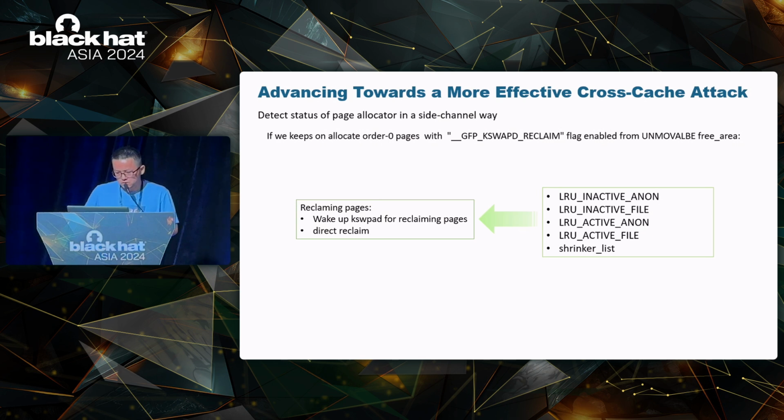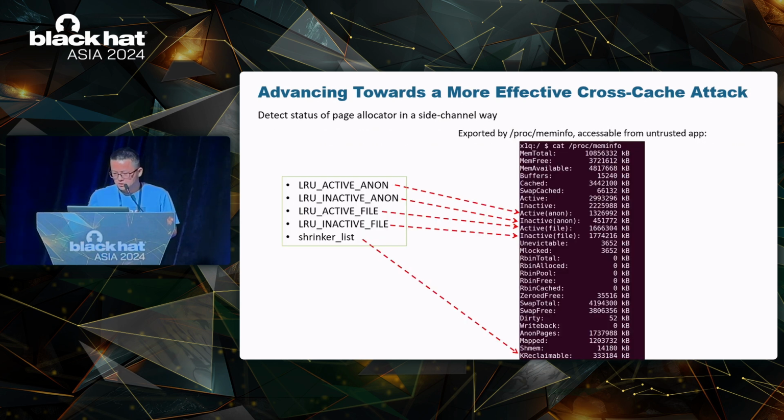Normally, the kernel would reclaim pages from several fixed locations, which include 4 LRU lists and the shrinker list. And luckily, the number of pages in each of these lists is exported by the file /proc/meminfo. And the meminfo file is accessible from untrusted apps.